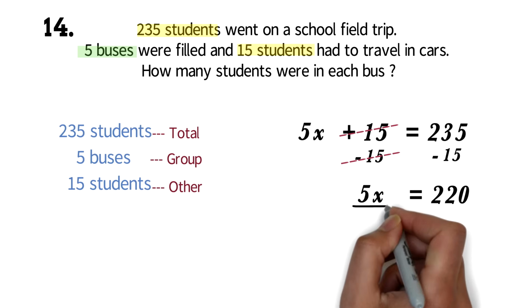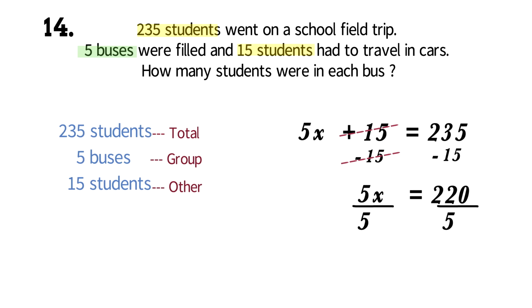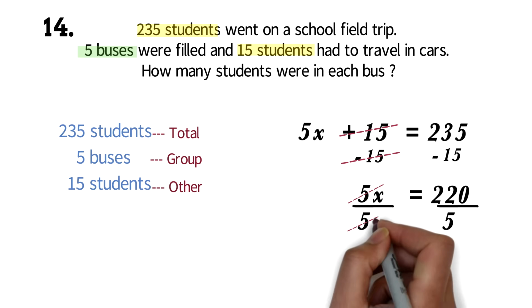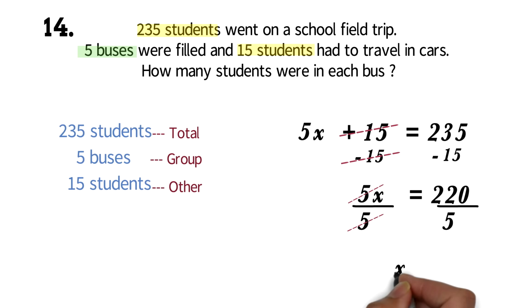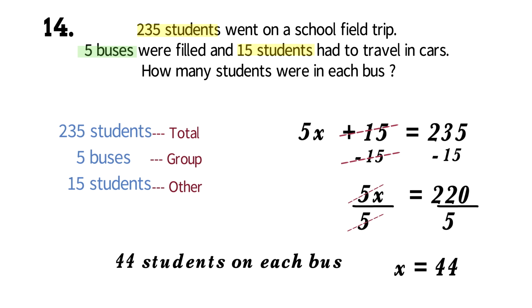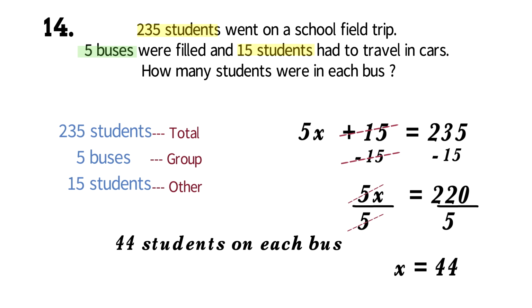We can now divide both sides by 5. The 5 will cancel out. 220 divided by 5 is 44. That means there are 44 students on each bus. I'm sure you get the point here. Although this is the most common kind of two-step word problem, it is not the only kind.